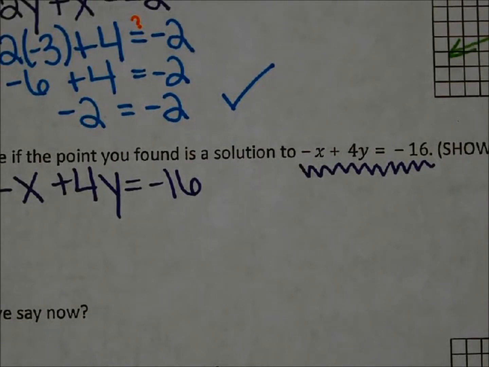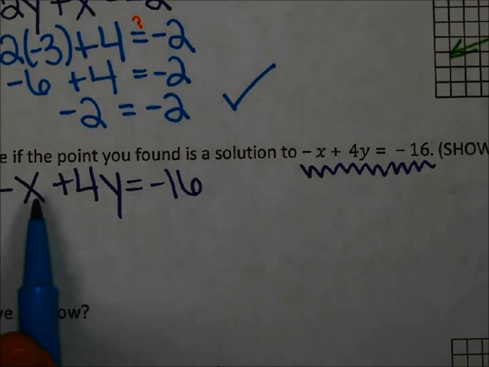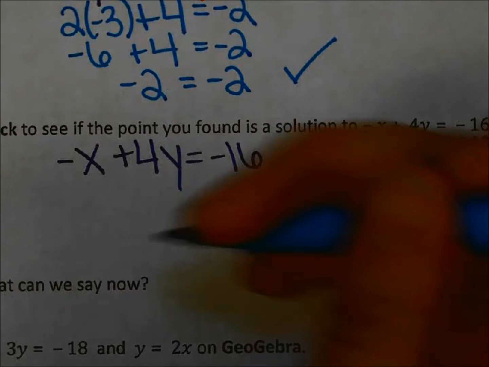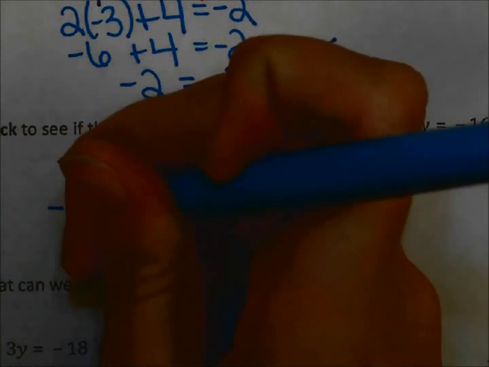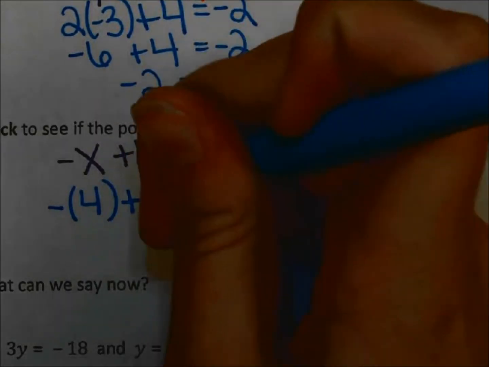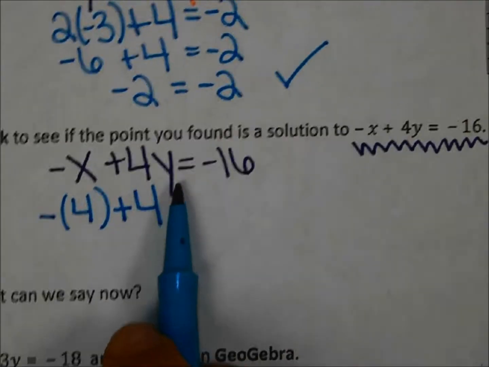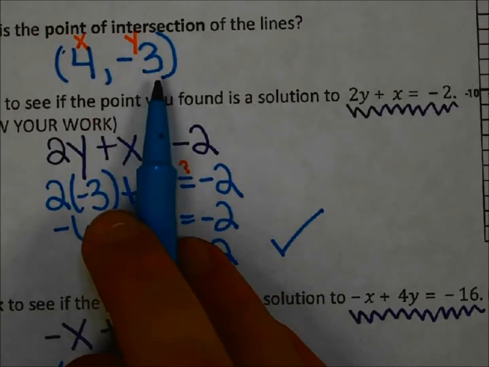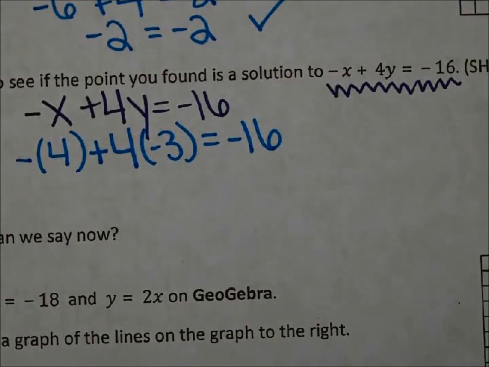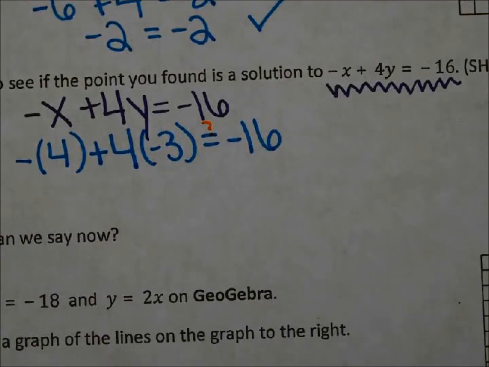Okay, so this is the second line that we graphed. I've written it down there, and we're going to do the same thing where we take our x and our y and plug them in. Our x value is right up here, and that's 4. So down here we're going to have a negative, and then we're going to plug in 4 for our x. Plus, we have this 4, and we're going to plug in for our y, which is negative 3. So right where we saw y, we'll put negative 3. And equals negative 16.